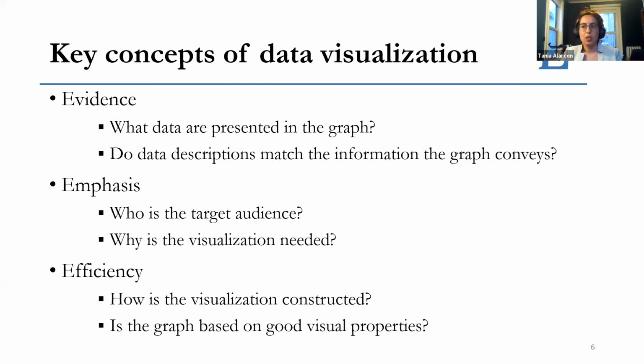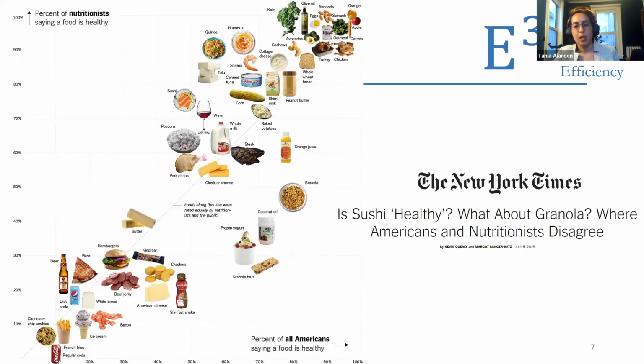So it's good to consider the what, which is the information shown in terms of evidence; the who and why, which is emphasis: who's going to observe this, and why is this needed; and then efficiency in terms of how am I building this graph. I would like you to think of this E cubed as we go and take a look at some figures. So this is the first place where I would like to start to get your input in the chat. Please, I welcome you to start to make comments and ask questions in the chat.